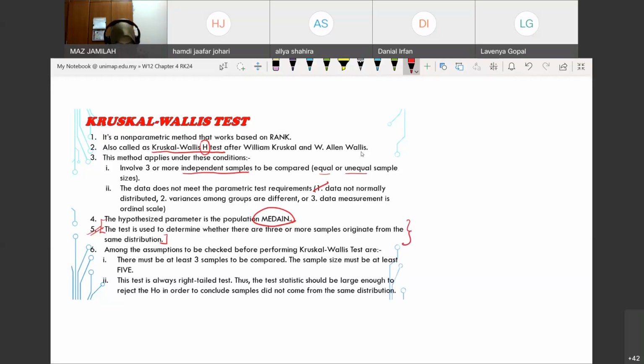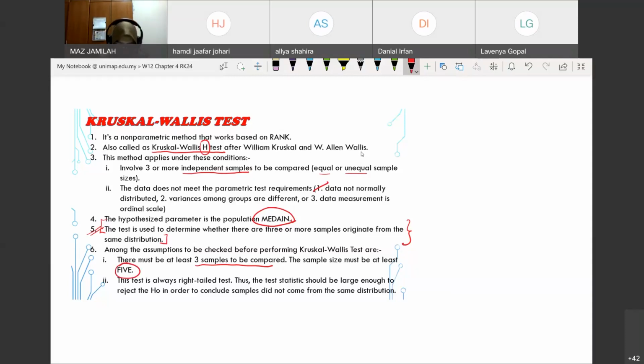Last but not least are the assumptions that you need to check before you can proceed with this test. The first one is that there must be at least three samples to be compared. If you have two, then you cannot use Kruskal-Wallis; you have to use the Mann-Whitney test. If you have one sample, you're going to use the sign test. The sample size must be at least, remember, five samples.